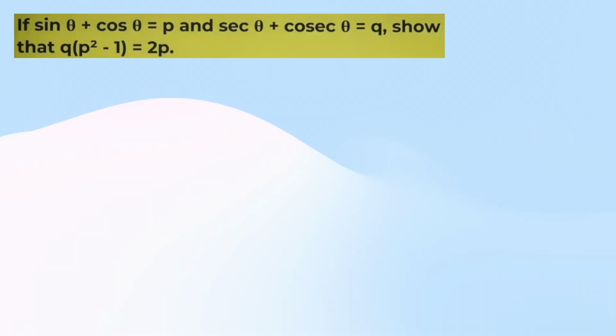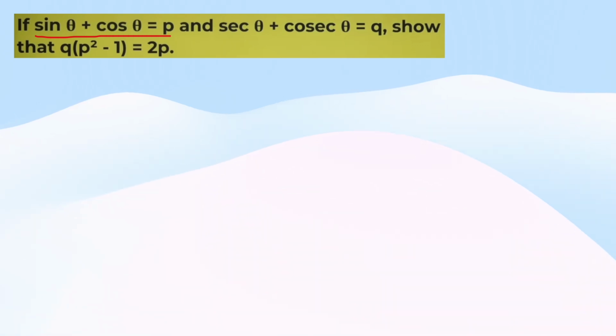See the next question. The next question is: sine theta plus cos theta equals p, and sec theta plus cosec theta equals q, and we have to show that q(p square minus 1) equals 2p. Okay, let's check. What is given? Sine plus cos is given as p.